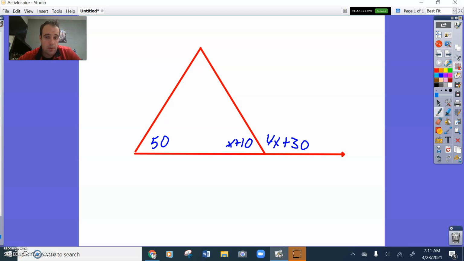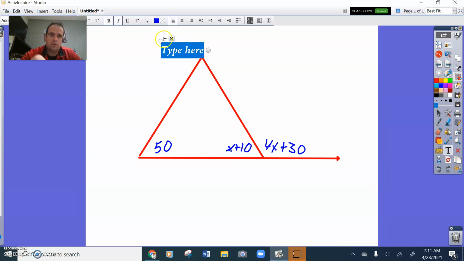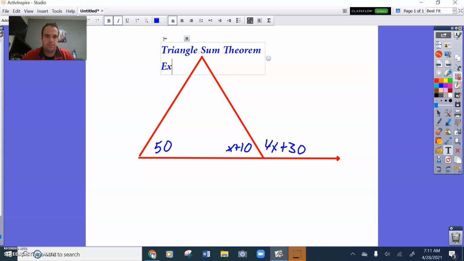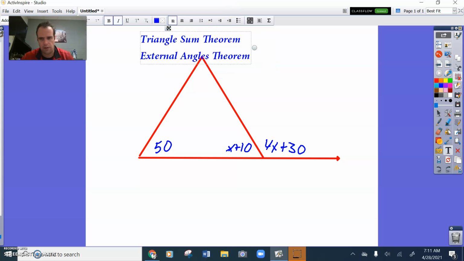Okay, so we're going to talk about a combination of a couple of things. One called the Triangle Sum Theorem, and the other one is the external angles theorem. These are two ideas that relate to triangles and how to find the sum of their angles.